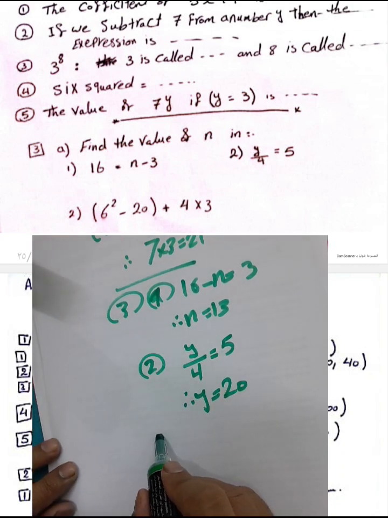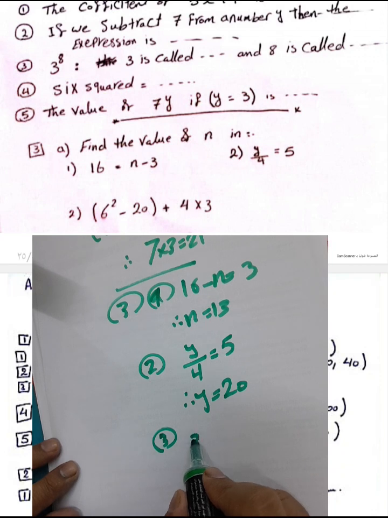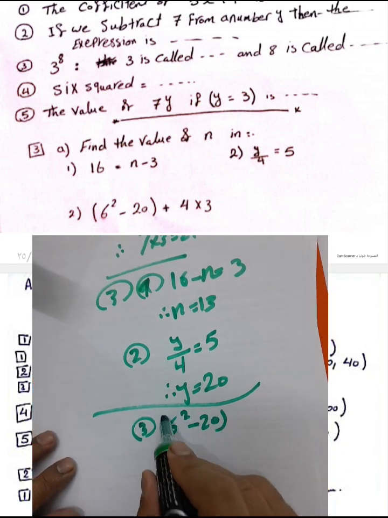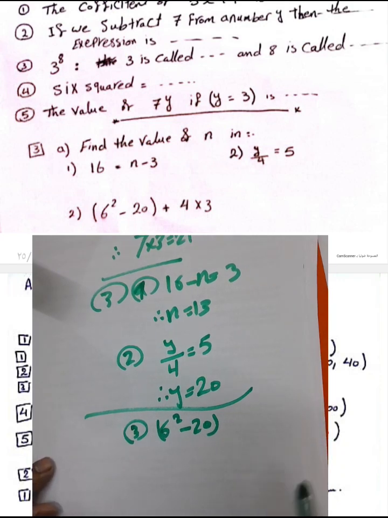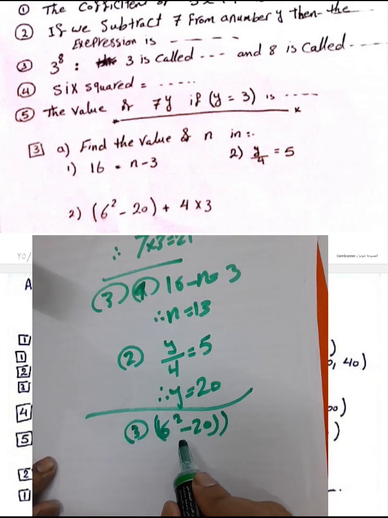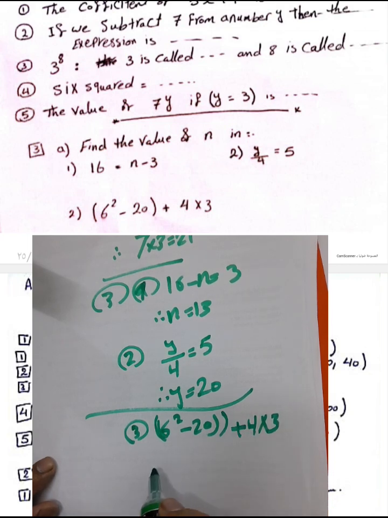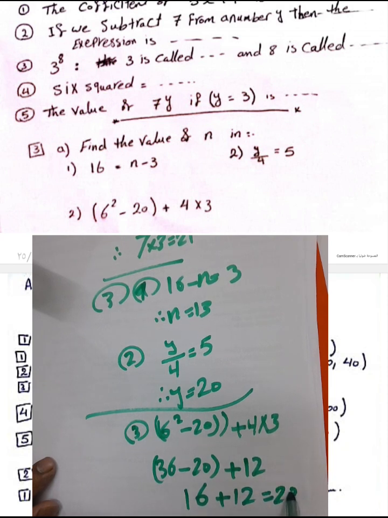Question here, number 3, 6 power 2 minus 20 in parentheses plus 4 times 3. 6 power 2, it will be 36, 20 plus 3 times 4, it will be 12. 36 minus 20, 6 minus 0, it will be 6, 3 minus 2, it will be 1, and the result here, it will be 28.